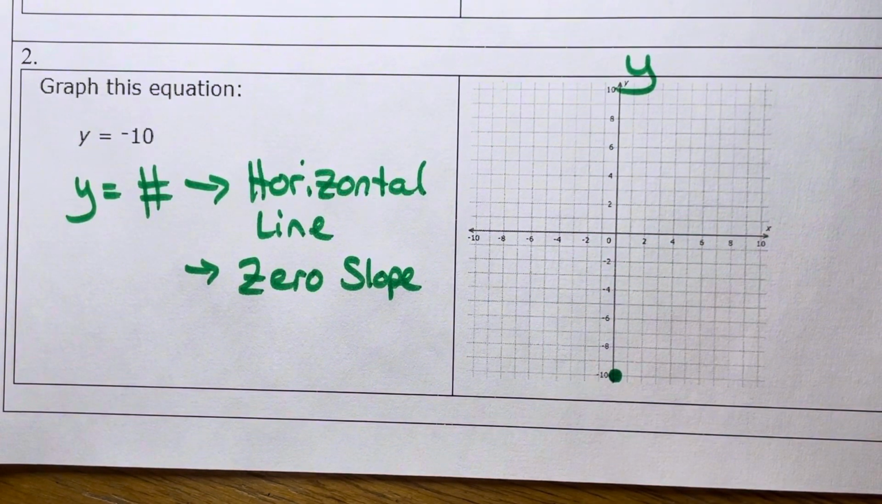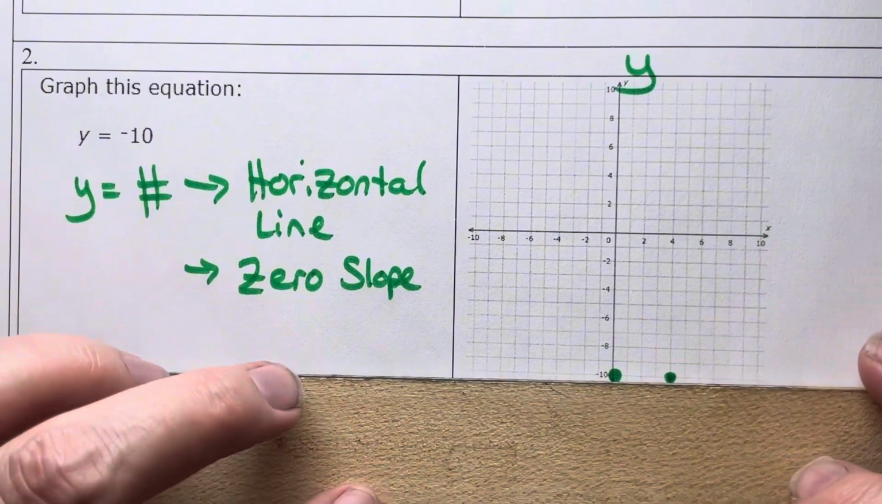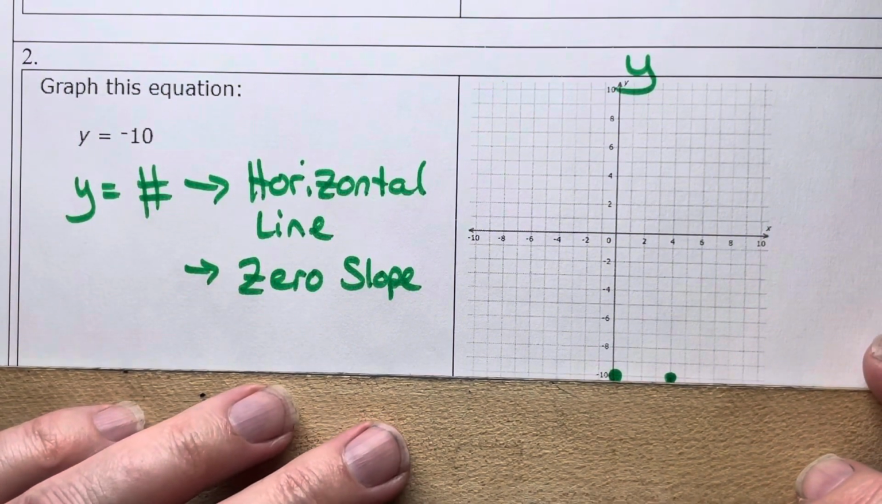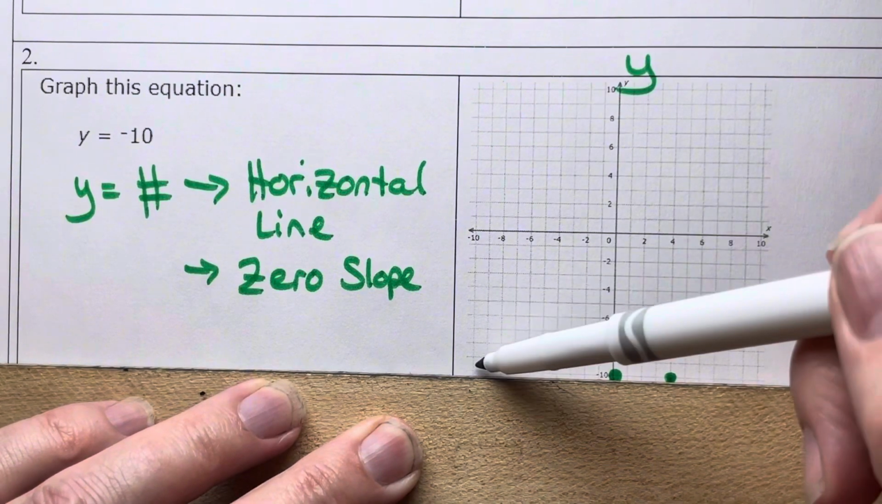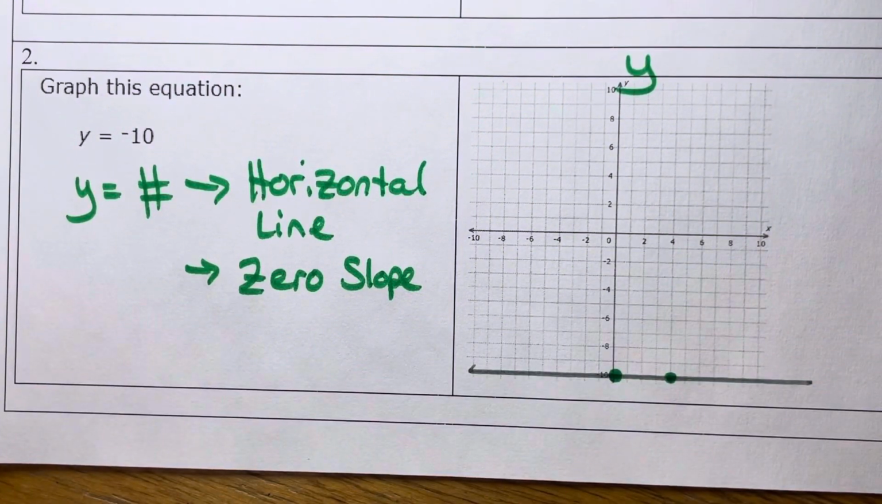And then we draw another point. We place another point anywhere flat horizontally along the same height of -10. I'm going to place it there. As long as it's just out to one side, it doesn't matter how many units. And then use your straight edge to connect your points. And there you go.